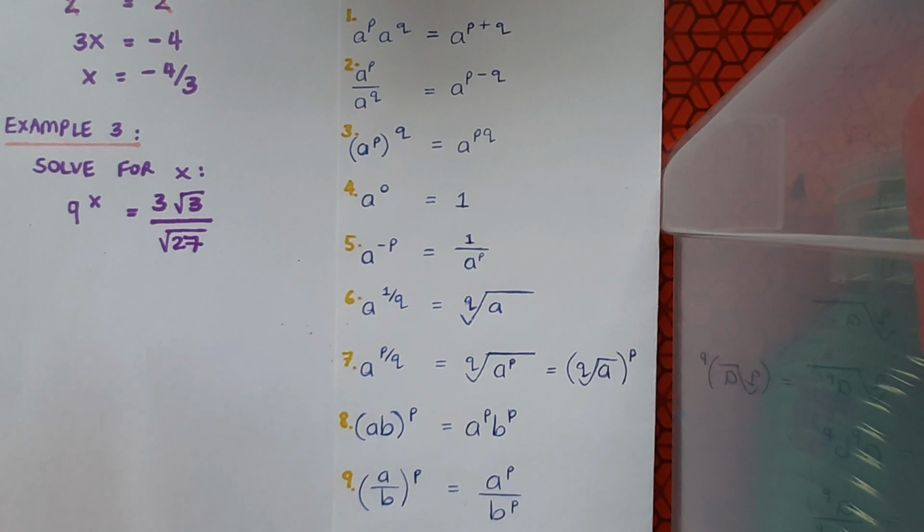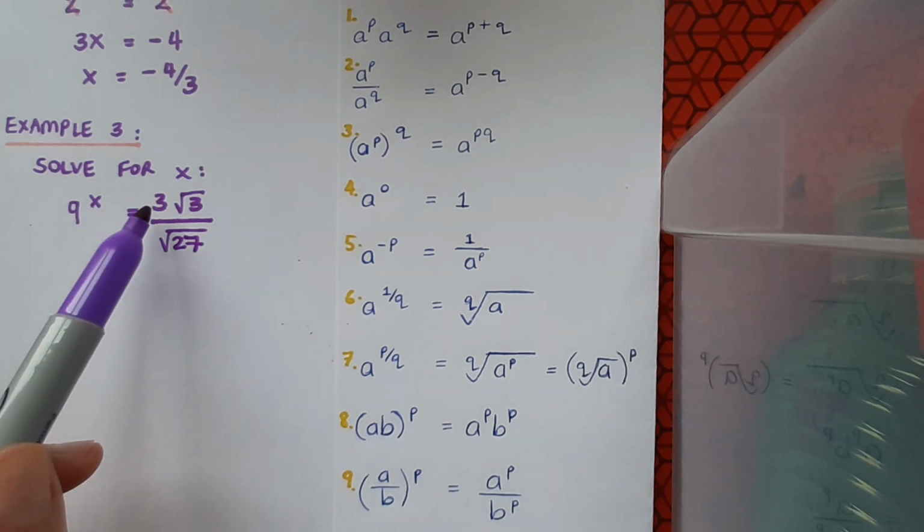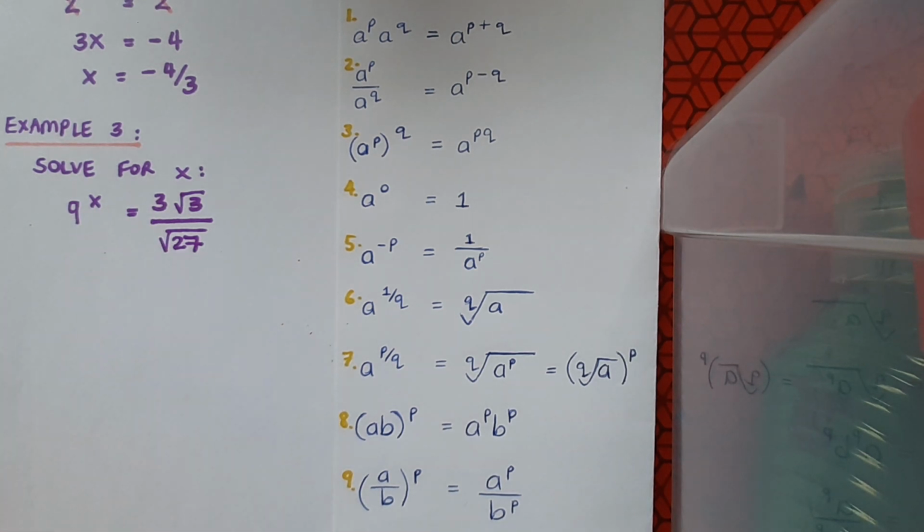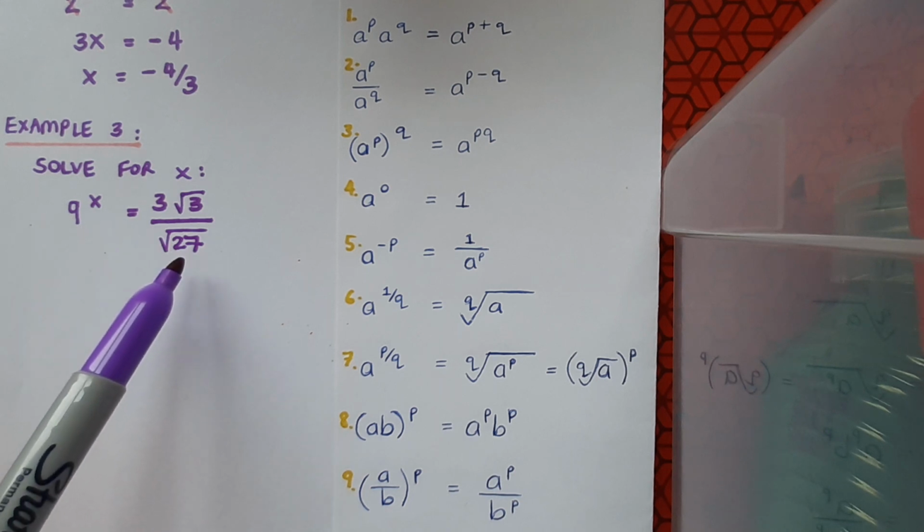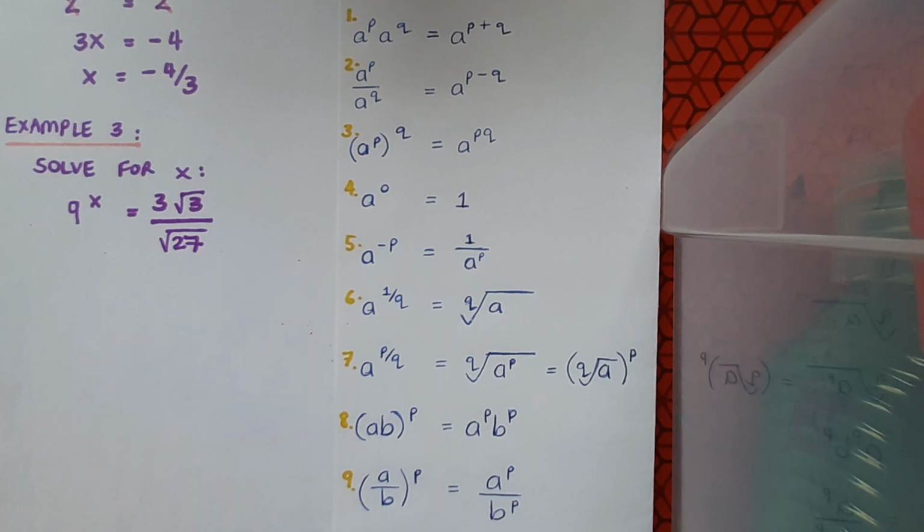So I first of all looked through the numbers in the questions. I've got 9 and 3 and 27. So what might be a potential base for all of these? Well, 3 goes into all of them. And in fact, 9 can be replaced with 3 squared and 27 can be replaced with 3 cubed. So I'm going to first of all start by doing that. So on the left-hand side, I've got 3 squared to the power of x.